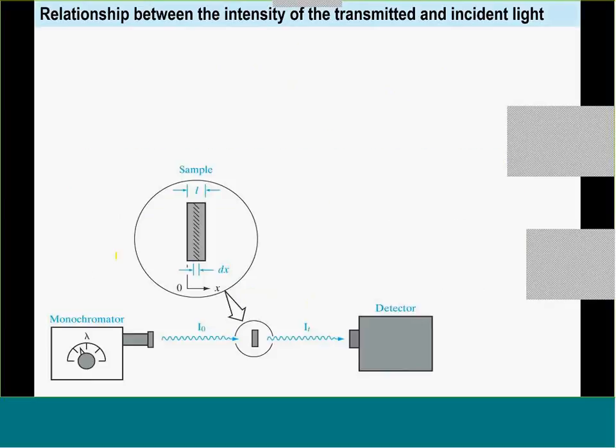Okay, let's say we have a monochromator that gives out a light with intensity I sub 0, and then our sample, where our sample has a length L, absorbs a certain amount of the energy, and the rest of it is going to be transmitted, I sub T. But what is the relationship between our incident intensity and our transmitted intensity?